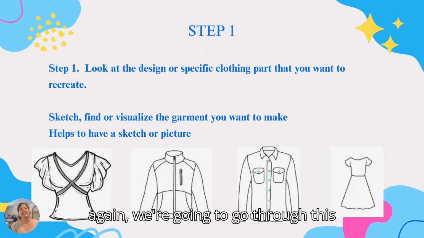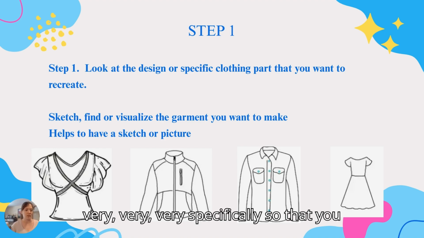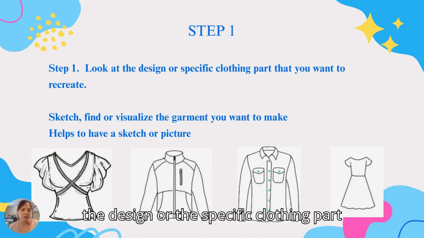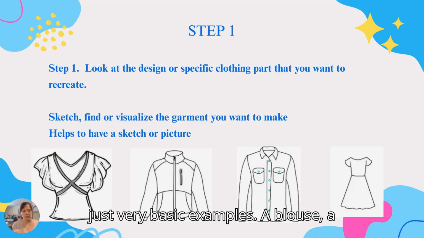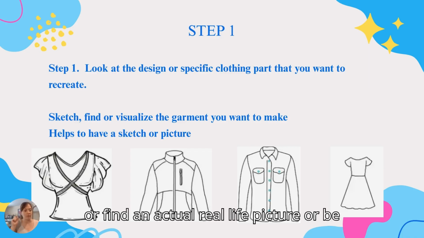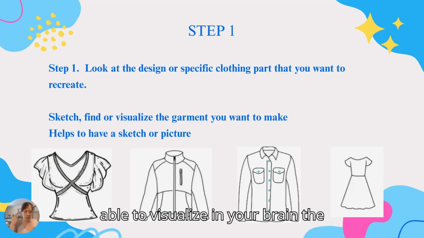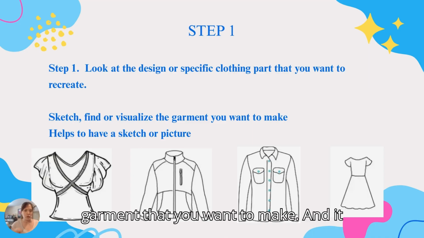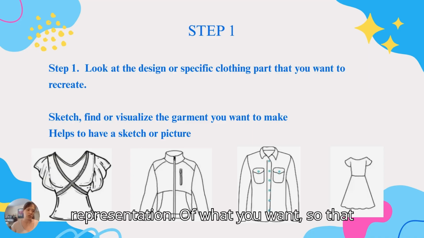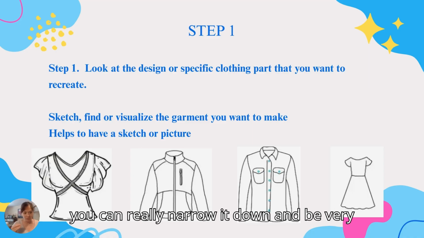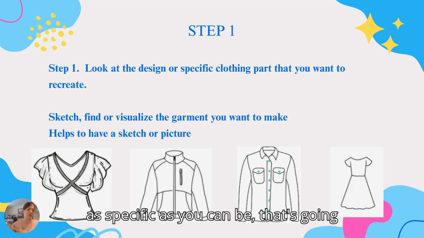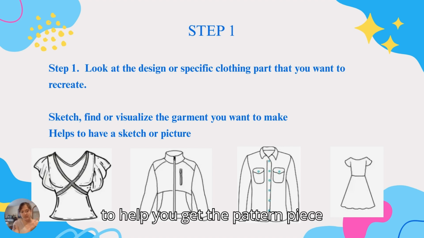So step 1, again, we're going to go through this very, very specifically so that you know exactly what the process is. Look at the design or the specific clothing part that you want to create. So these are just very basic examples: a blouse, a jacket, a long sleeve shirt, a dress. Or find an actual real life picture, or be able to visualize in your brain the garment that you want to make. And it does help to have an actual picture representation of what you want so that you can really narrow it down and be very specific with what you want, because as specific as you can be, that's going to help you get the pattern piece correct.